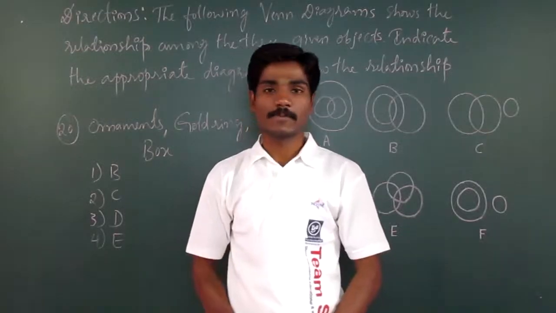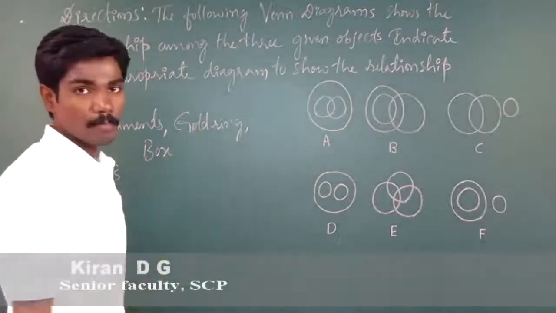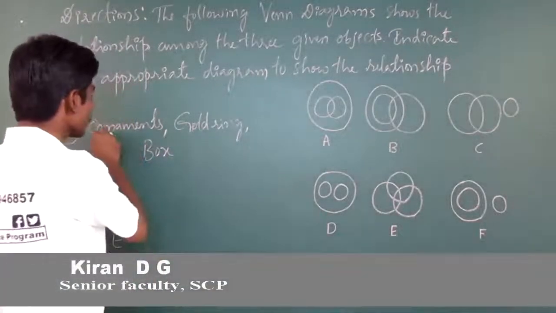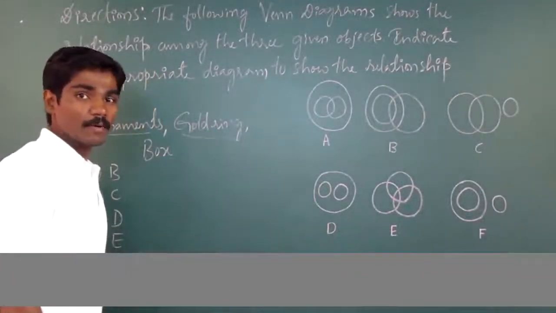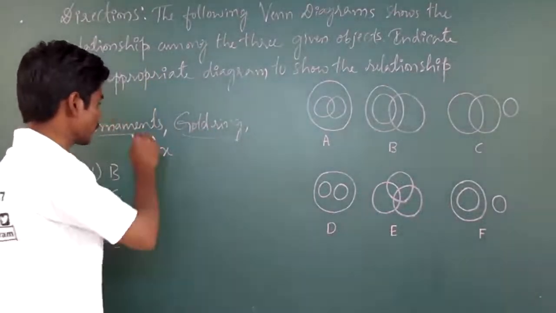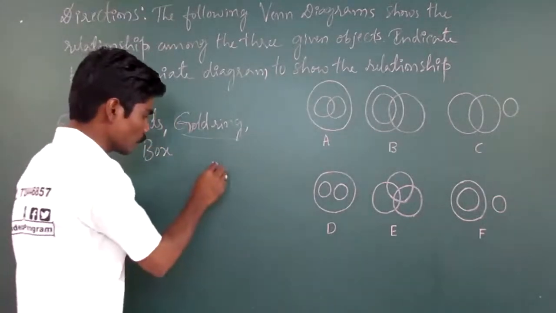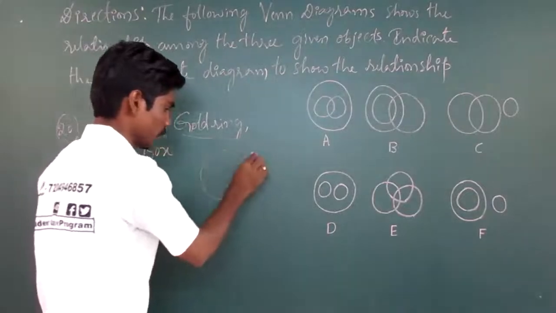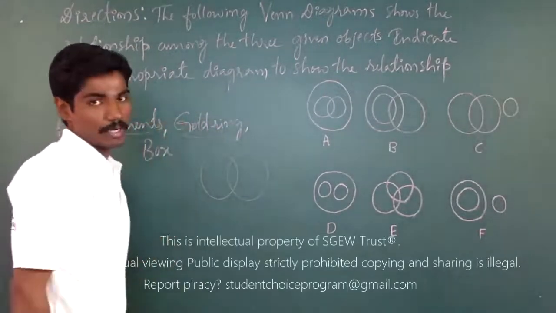Well friends, here is the next problem. The given problem is ornaments, gold rings and box. If you look at ornaments and gold rings, some of the ornaments may be gold rings. So therefore, I will represent these two by two circles such that one should overlap with the other. Okay, like this. This indicates some of the ornaments may be gold rings.